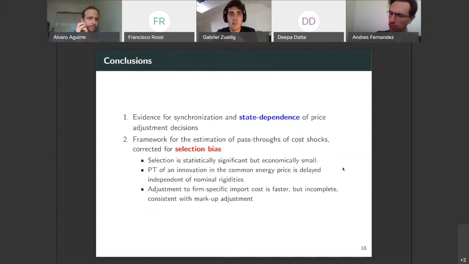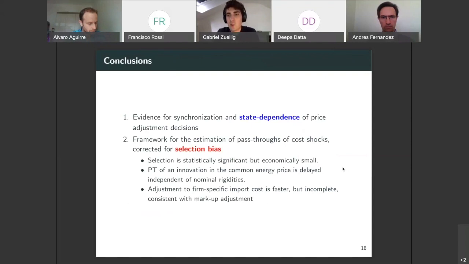All right, so I think my time is coming to an end. Let me just conclude. We see evidence for synchronization of price setting within firms and significant state dependence in the adjustment of firms to cost shocks. Then we developed this two-step framework to estimate the pass-through of these cost shocks, correcting for selection bias. The finding there is that selection is statistically significant but economically small. The pass-through of an innovation to this common energy price is delayed, and this is independent of nominal rigidities.